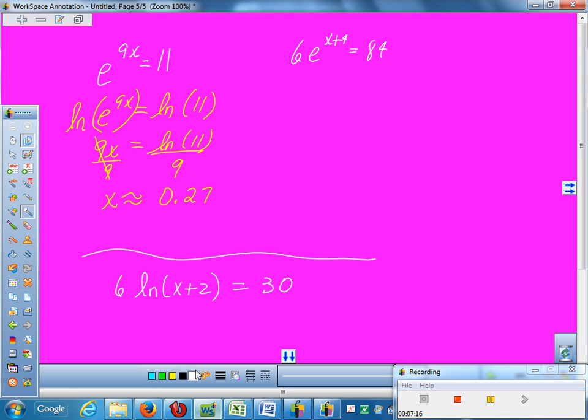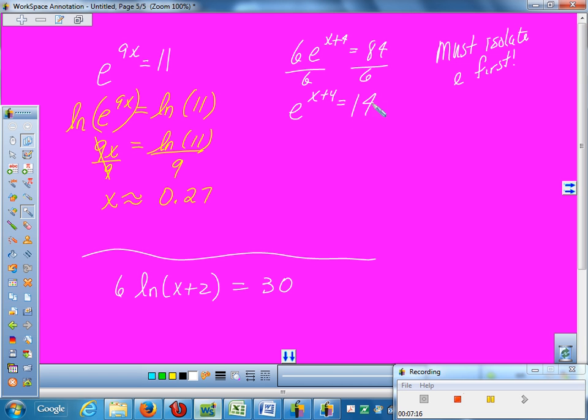Okay, the next one is somewhat similar. I did want you to notice, what do you do though when there's a 6 times that e? What do I do with that 6 in front? You cannot use a natural log to get rid of the e unless the e is all by itself and isolated. So you have to isolate e first. Then you can add natural logs to get rid of the e. So in this case, I'm going to divide the 6 over, which is going to give me e to the x plus 4 equals 14.